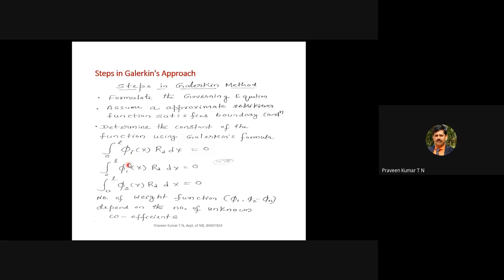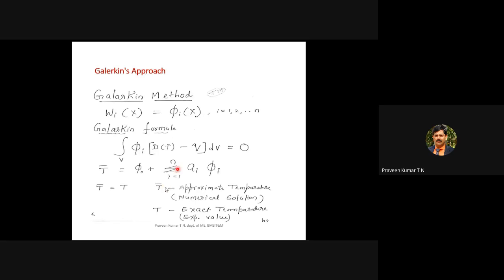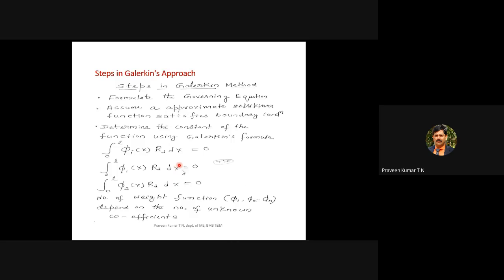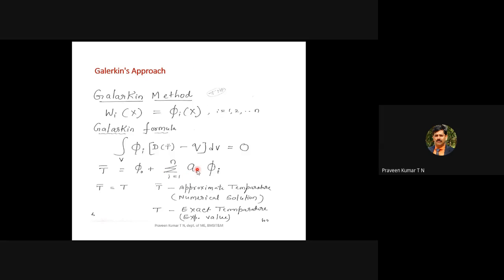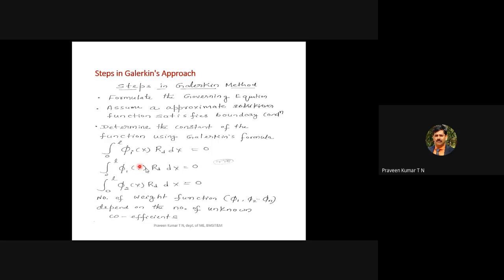Phi I is replaced by phi 1, and in a similar way, phi I is replaced by phi 2. We have two equations, and there are two unknowns, a1 and a2. Those two unknowns we can find by using these two equations. If there are three unknowns like a1, a2, a3, then we require three equations: phi 1, phi 2, and one more equation with phi 3.